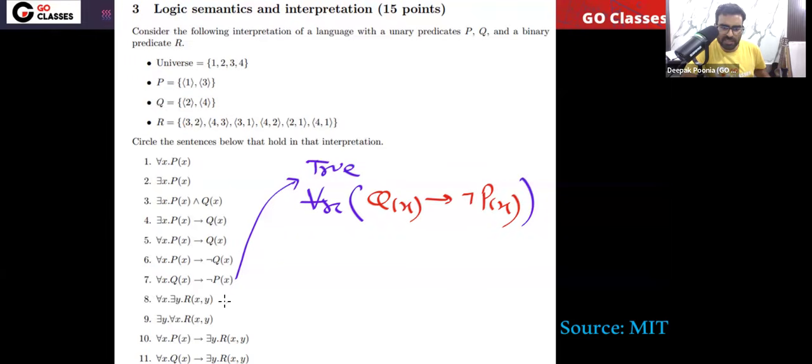What about the eighth statement? The eighth statement is saying, for all x, there exists a y, Rx, y. Remember, this is for all there exist. This template we have already seen. For all there exist template.